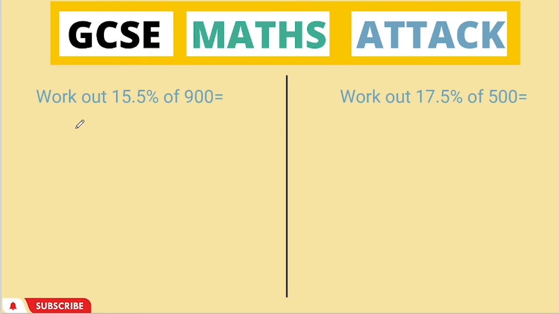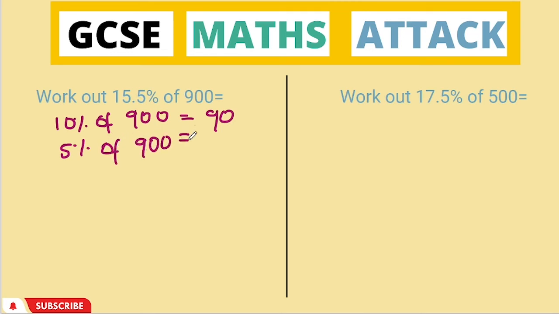Okay, so let's begin. First, we need to start with 10%. So 10% of 900 is 90. Then we need to get to 5%. Remember, we need to get to 15.5. So 10 plus 5 will give me 15. So we're slowly getting there. It's going to be half because from 10 to 5 you divide your answer by 2. So half of 90 is 45.